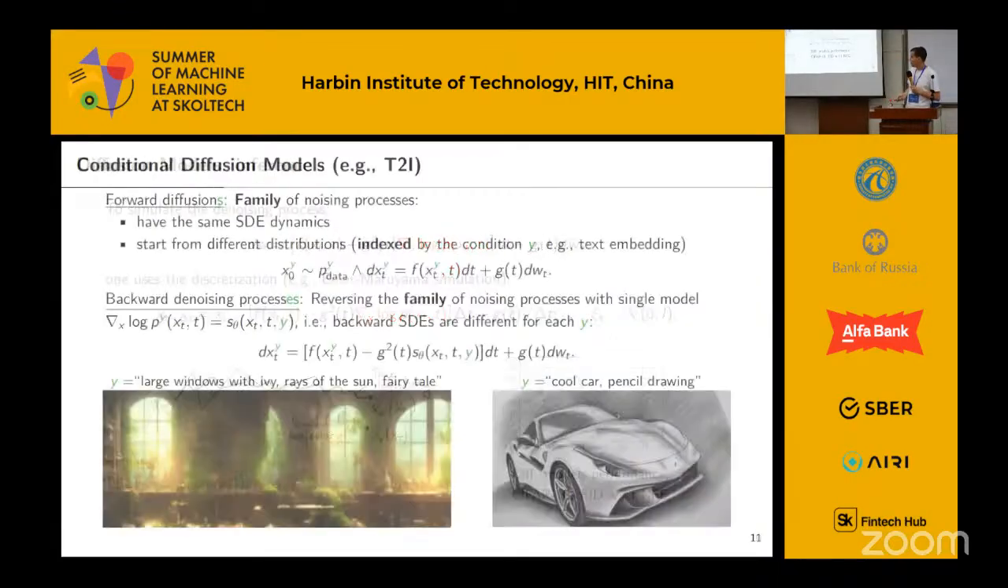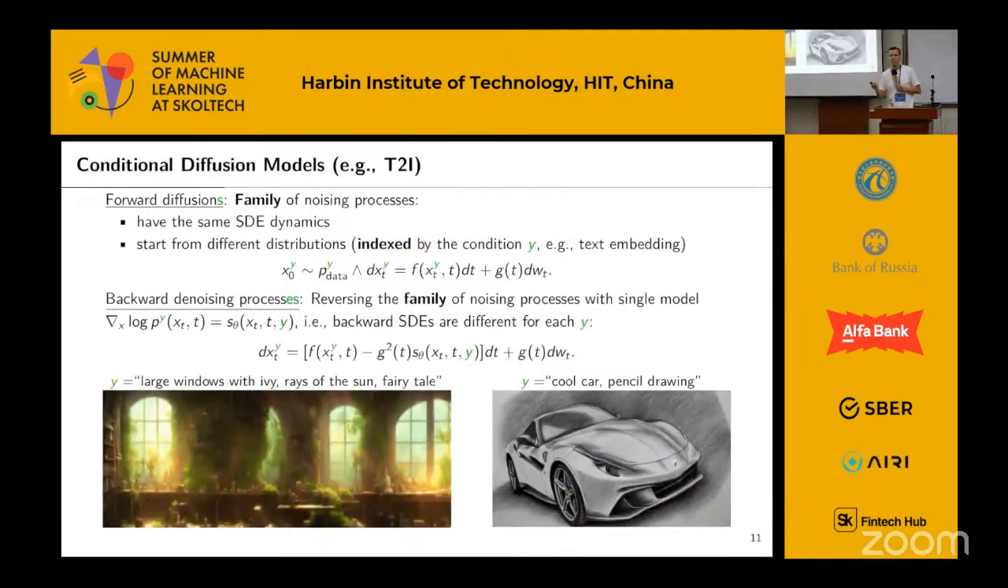Okay, but this was about the problem of unconditional data generation. So when we have some data distribution and we would like to build a diffusion model which is capable of generating samples from this one data distribution. But in practice, of course, the most important application of generative models is conditional generation. When we do not just say to our generative model, create something from this data distribution, but create something which corresponds to my request, for example, to my text prompt or whatever else.